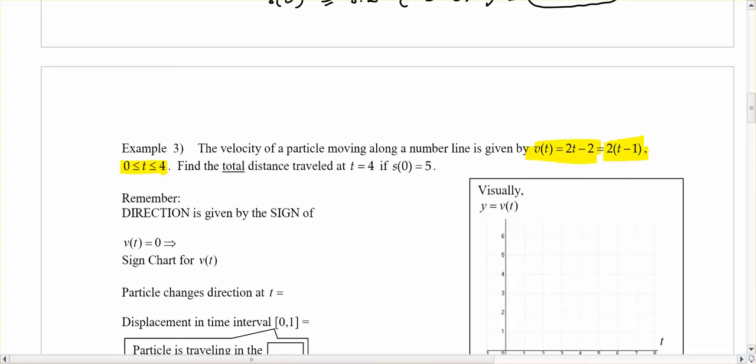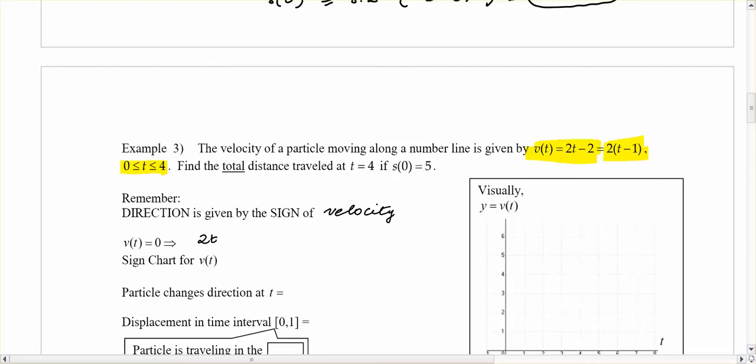Remember we have to be careful to notice the difference between total distance and change in position. Those will not necessarily be the same thing, and we need to pay attention to whether I'm going always in the same direction or whether I'm changing direction. Remember, the direction is given by the sign of the velocity function. When the velocity changes sign is when you change direction. So for this function, when does it change sign? Let's set v equal to 0 to help us see that.